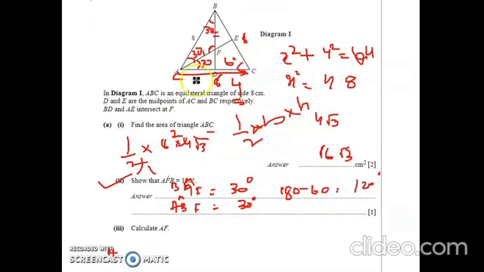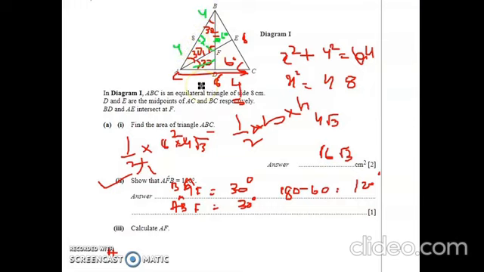Calculate AF. Okay, one thing we know for sure is that this is an isosceles triangle. We can break it into half. We can say that this will be 90 degrees and this will become 120 divided by 2, that is 60. Right? Now we need to find this AF. First, we already have this 8, so we can say that this is 4 and this is 4.